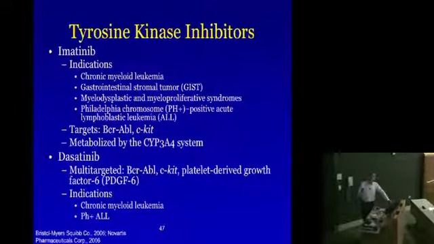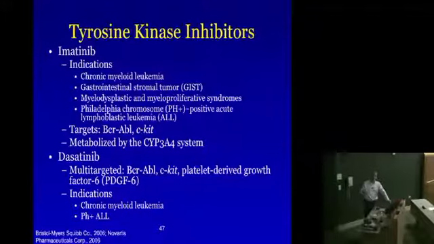And then Imatinib, which is indicated for CML as well as GI stromal tumor, myelodysplastic myeloproliferative syndrome, Philadelphia chromosome positive acute lymphoblastic leukemia. This one has multiple targets, and depending on what it targets is essentially what's driving the cancer. And so BCR-ABL is the target of CML, whereas c-KIT is the target for GI stromal tumors. And so GI stromal tumors carry mutations in the c-KIT and KIT, which essentially drives the cancer cell. And so by blocking c-KIT with this drug, you block the cancer from growing.